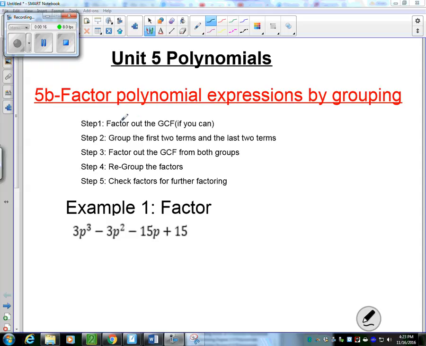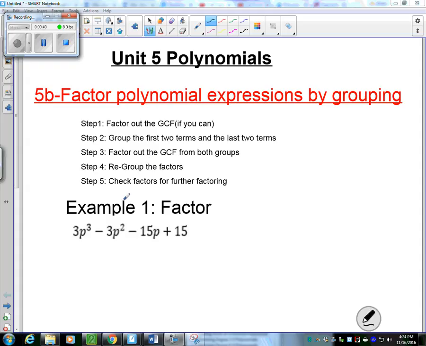The steps are here. Factor out the GCF if you can. Always do that. Always factor the GCF right away. Next is to group the first two terms and the last two terms together. Step 3, factor out the GCF from both groups. Step 4, we're going to regroup the factors. And step 5, check those regrouped factors again and see if you can factor them further.